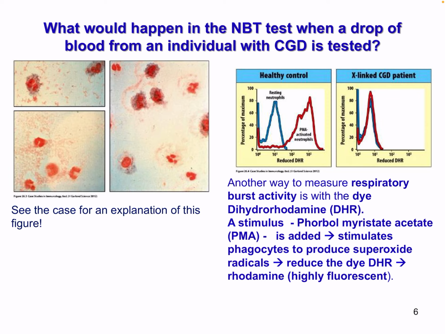As we discussed in the last chapter, we can use NBT, or nitroblue tetrazolium test, to view these cells. Another way to measure respiratory burst activity is through the dye dihydrorhodamine, DHR. First we need a stimulus, which is phorbol myristate acetate, or PMA, which is added. This stimulates phagocytes to produce superoxide radicals and oxidizes the dye DHR to rhodamine, which is highly fluorescent. So this is our way to view it, essentially.